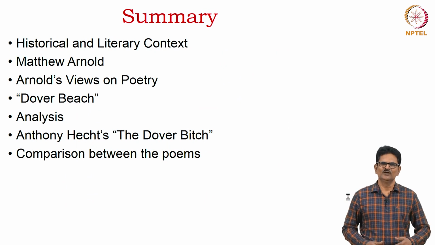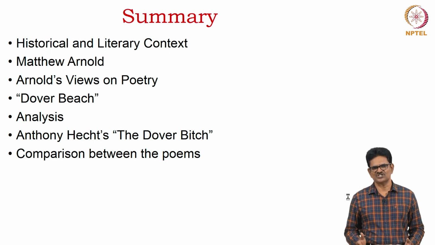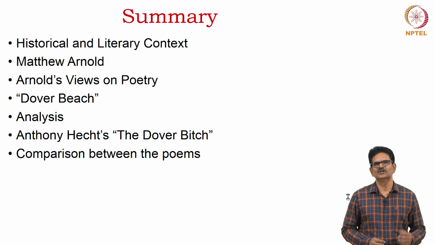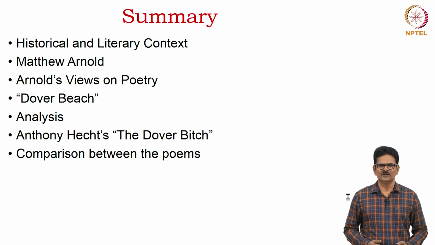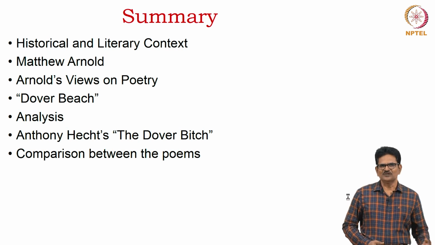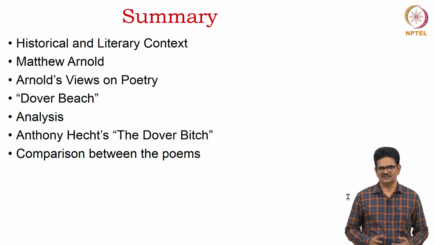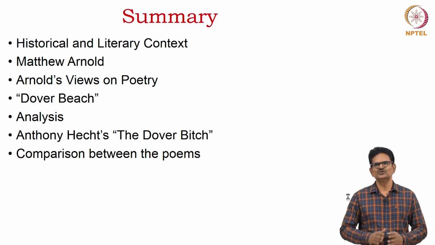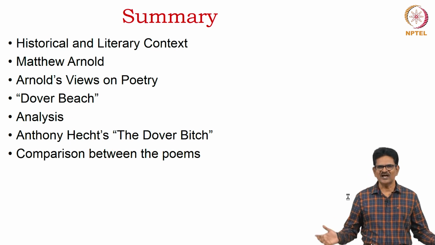To summarize, we looked into the historical and literary context in which the Victorian poet Matthew Arnold wrote his poem Dover Beach, along with some views of Arnold's on poetry from his essay The Study of Poetry. We analyzed the poem linguistically and rhetorically, and compared the poem with Anthony Hecht's poem called Dover Beach, echoing Arnold, and the comparison shows two different kinds of social perceptions, individual perceptions on love and marriage, society, life, humanity.